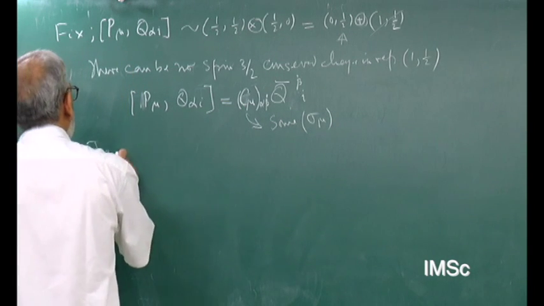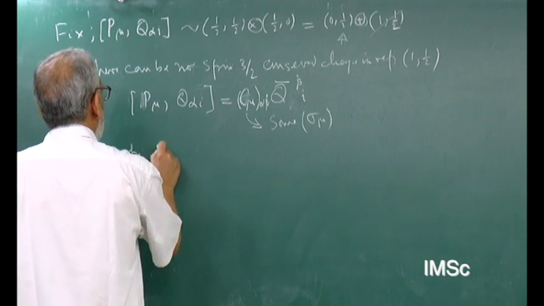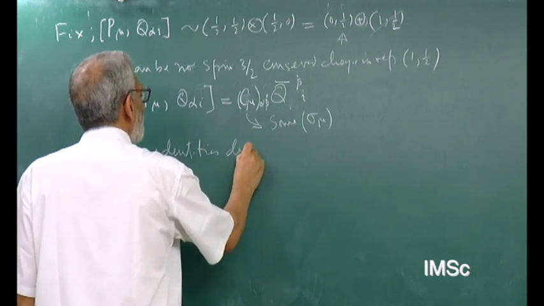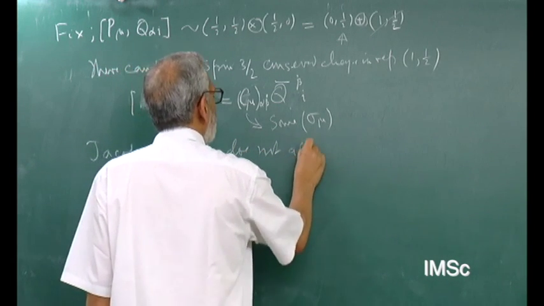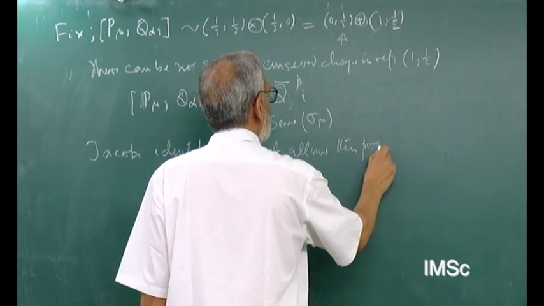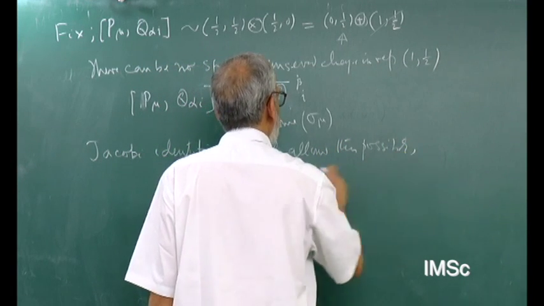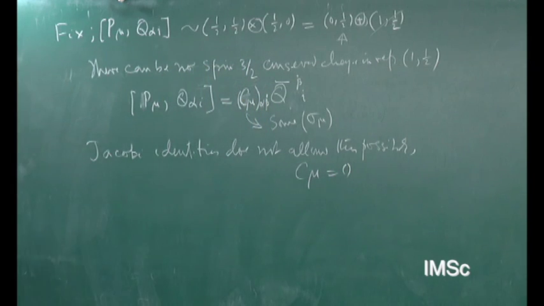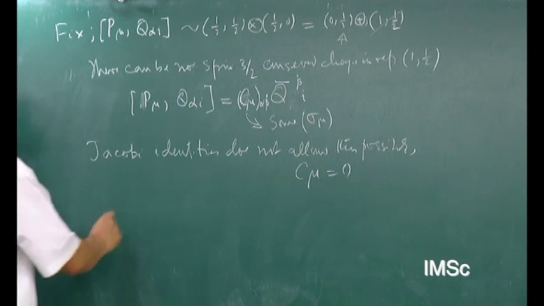Again, Jacobi identities do not allow this possibility. That means if you try to satisfy Jacobi identities, you'll see C mu is 0. And that gives us the result.